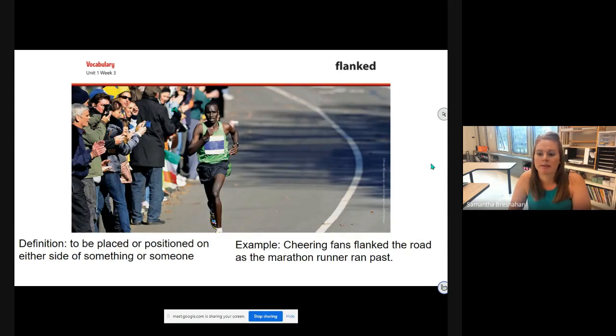Our next word is flanked. The definition is to be placed or positioned on either side of something or someone. An example is cheering fans flanked the road as the marathon runner ran past. An example of this is if you can picture driving to Galesburg, for instance. If you look on either side of the highway, it is flanked with trees, and that means there are trees on either side of the highway as you are driving.